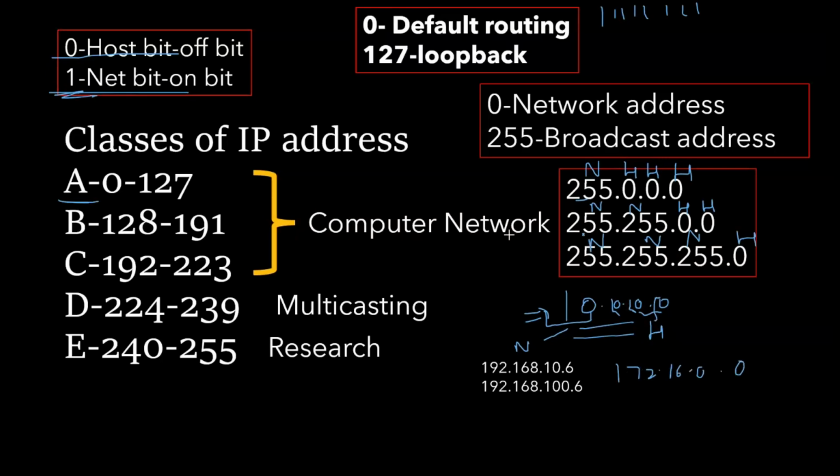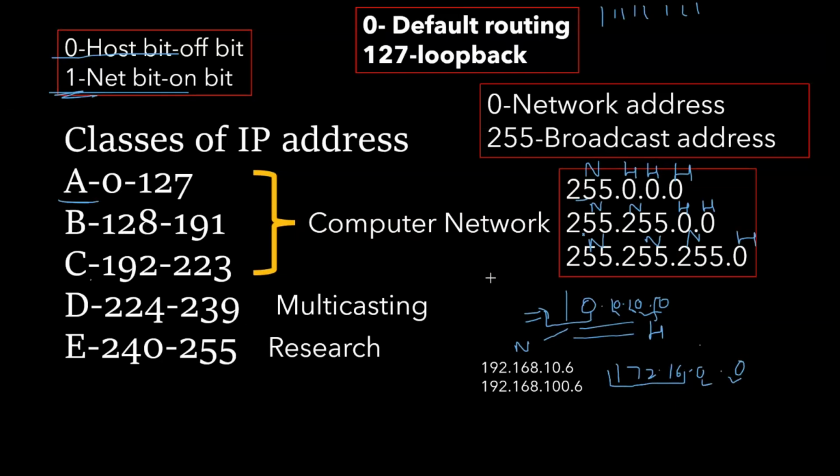So in class B, the first and second field is for network. I can't change these fields, that 127 or 172 or that 16. I can only make changes in the third and fourth field. I can put any IP address there, 1.1, 2.1, 3.1, or any IP address. But in the starting two fields, we can't make any change.